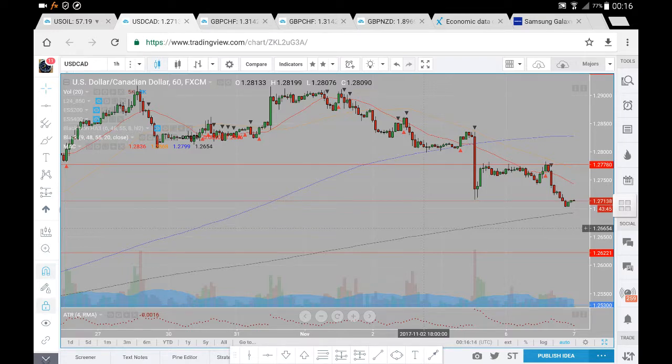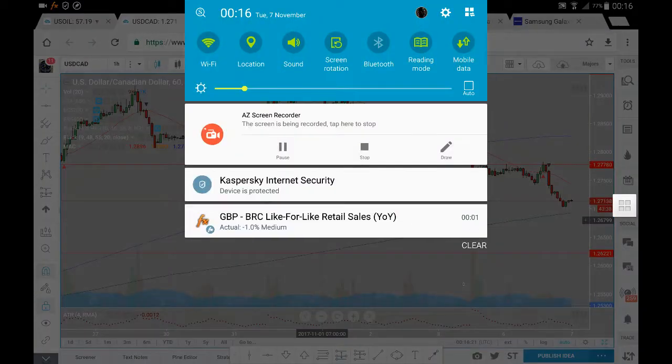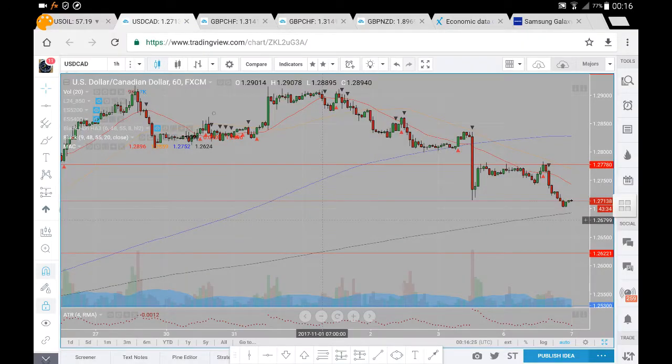So this is the USDCAD analysis for Tuesday, the 7th of November. Now, let's just have a look at what happened with prices. We were expecting prices to go up to the 129.44 level. We didn't quite get there. Instead, we stalled at 129.